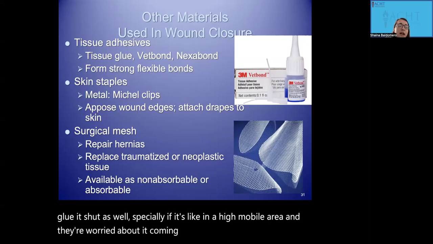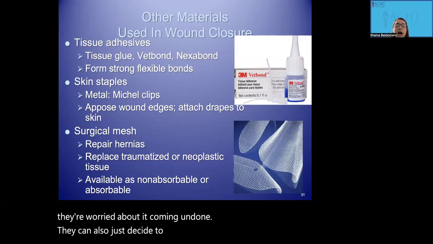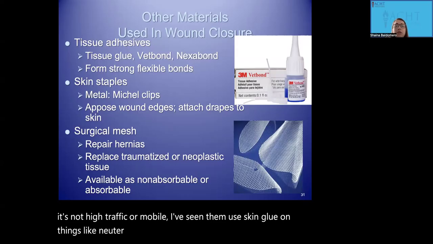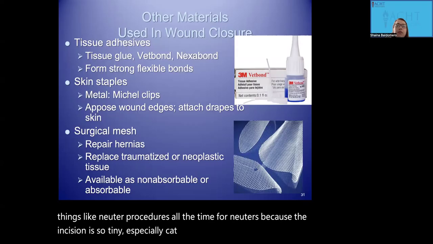They can also just decide to glue shut the wound if it's a small enough wound or it's in an area where it's not high traffic or mobile. I've seen them use skin glue on things like neuter procedures all the time, because the incision is so tiny, especially cat neuters. We use glue a lot for that.